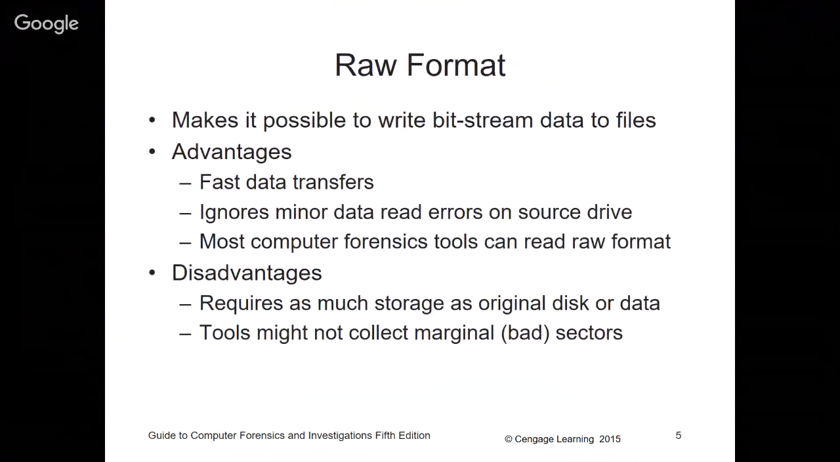Now, the raw format is a write bitstream file. The advantage is it works fast with data transfers, it ignores read errors, and most forensic tools can read that raw format. The one that you choose for your discussion, does it use raw? The disadvantage is it requires as much storage as the original disk or data. So if you're taking a 4 GB file, you have to have 4 GB of storage. If you have a 1 TB drive, you have to have 1 TB of storage because it's a bit for bit image. And some tools might not collect, quote unquote, bad sectors.